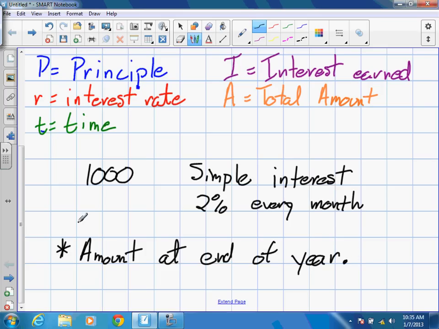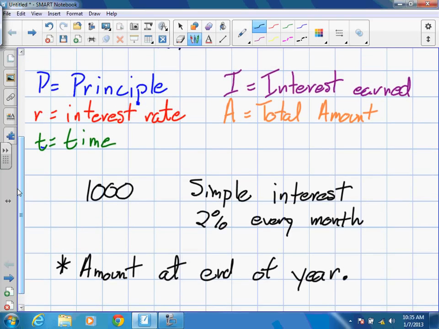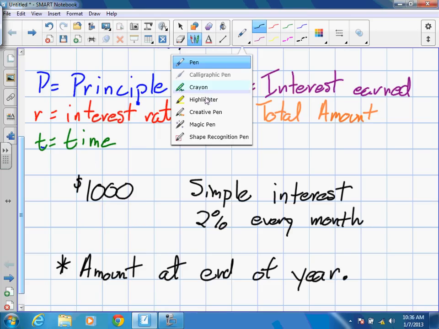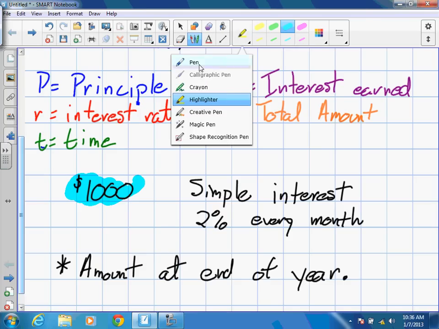So what I want us to do is figure out what our P, R, T, all of that equals. So what's my principal, Zala? 1,000. What's the principal? So how much is that here? 1,000. Great. So our principal is the $1,000 here. So we're going to highlight that in our blue. This is our principal amount. That's what our P is going to be equal to.